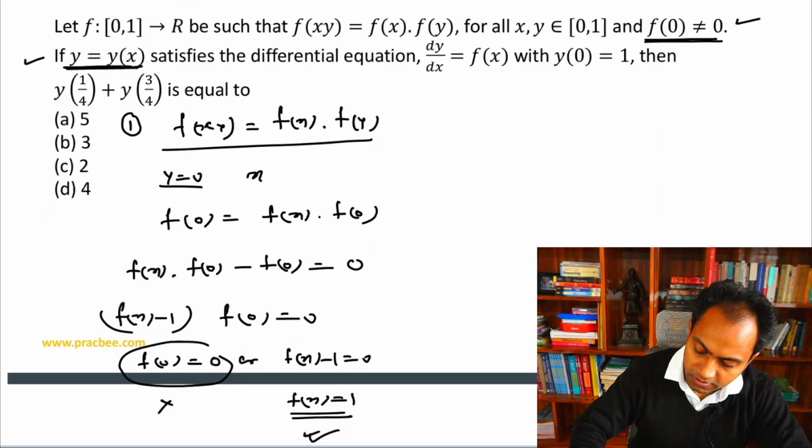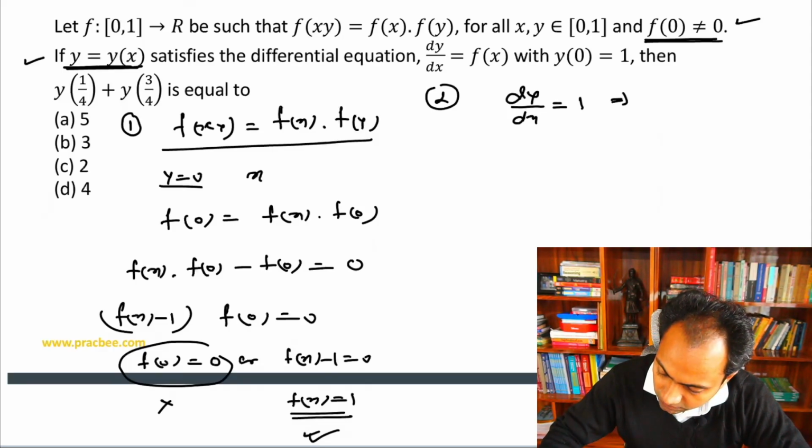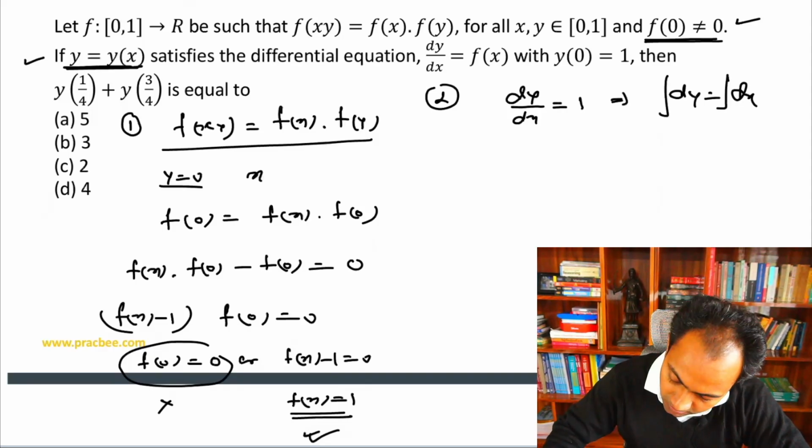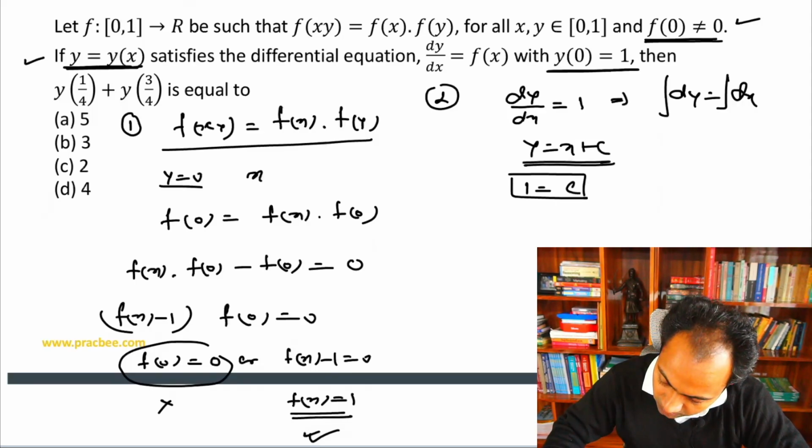Because now there is the next part of the question, another function y of x. For this y of x, now we know that dy by dx is equal to 1 because f of x came out to be 1. From here, if I separate the variables, it would be very simple. We will get y is equal to x plus c. In order to find the value of c, the value of y of 0 is given. So this is 1, c comes out to be 1. So the function from here is y is equal to x plus 1.